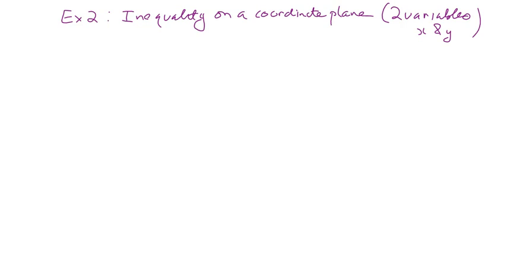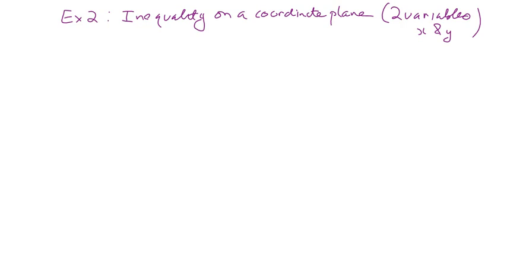We want to get this into the form y is less than, or y is greater than, or y is less than or equal to, or y is greater than or equal to. We need to graph the line, which is the boundary. And if it's less than or equal to, we do a solid line to say that the region includes the line. If it's strictly less than or strictly greater than, we draw a dashed line to say it does not include the line. Okay, and then we shade in the region that's associated.